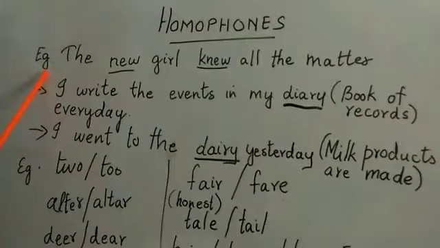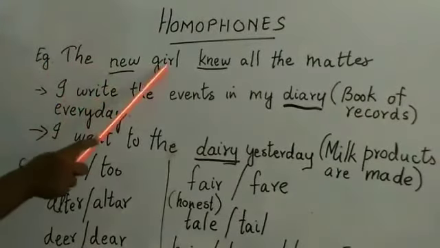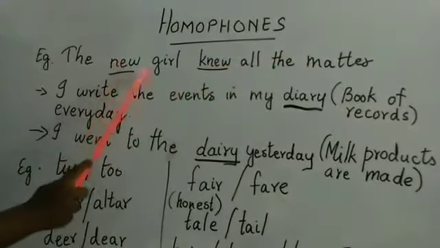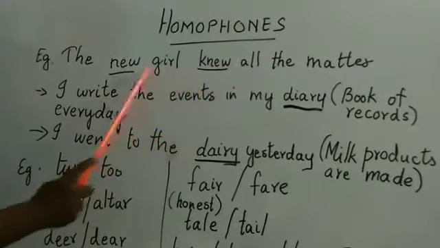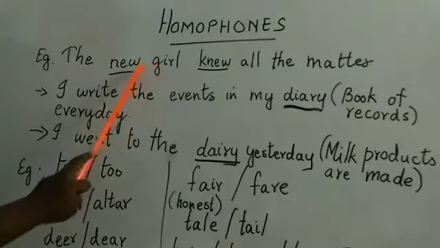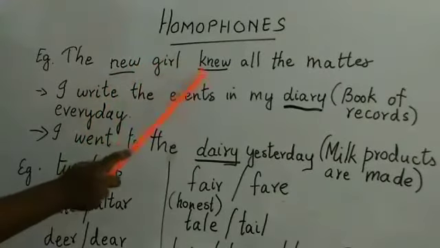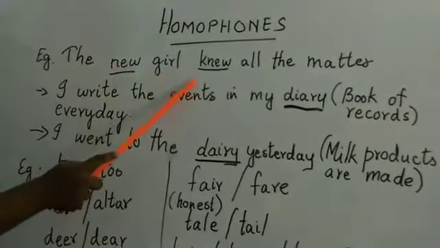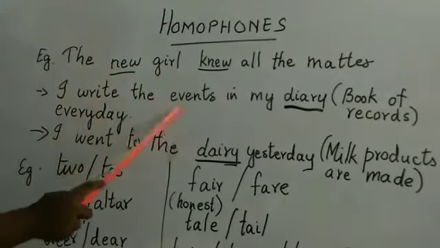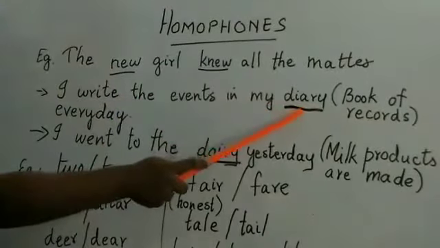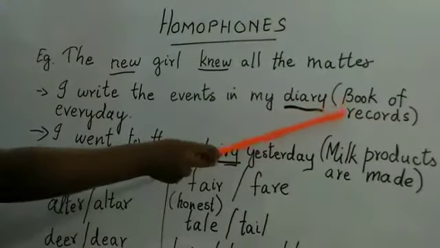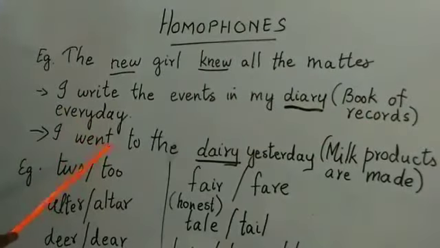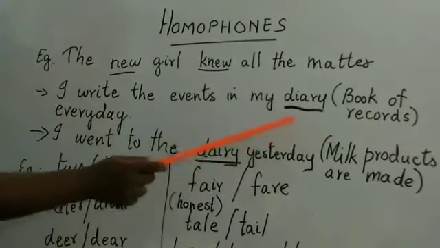Okay, homophones. Example: The new girl knew all the matter. New girl means new girls are coming to our school now. So, new girl. Knew means aware of all the matter. See, same sound but different spelling. Same pronunciation also but different spelling. Second one, you see, I write the events in my diary every day. So, what do you mean by diary? Book of records. Many of us maintain this diary to write the daily events.